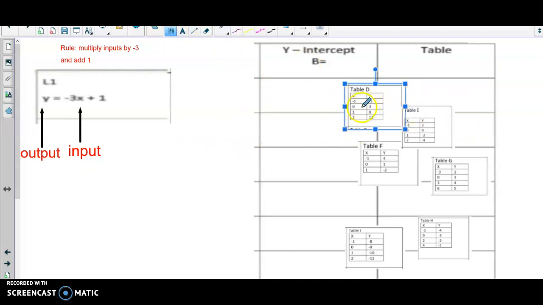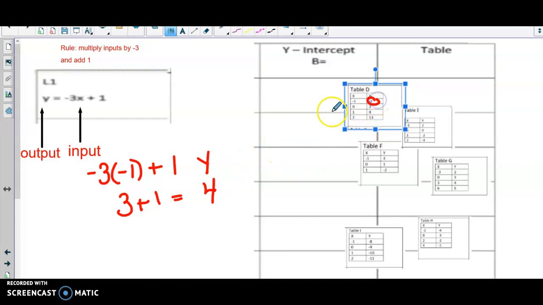You could do it algebraically. So if I'm looking at table D, if I'm looking at the first x value of -1, if I take -3 and multiply it by my input of -1, and then if I add 1, simplify that, so that would be 3 plus 1, I get an output or y of 4, which is not this. So this is not going to be the correct table. Okay, that is one way to do it.